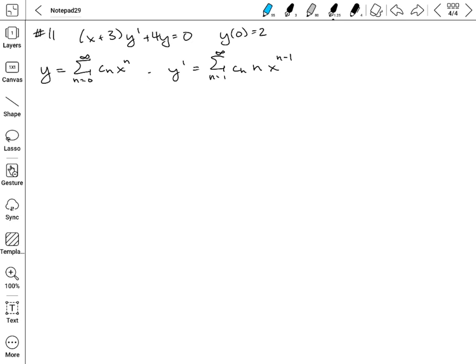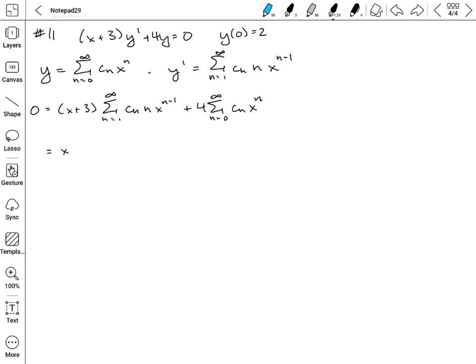And then we're going to plug this guess for y into our ODE. So 0 is equal to x plus 3 times y prime plus 4y. And we just want to simplify this until we have something that can represent a single series with the same lower bound and power x.